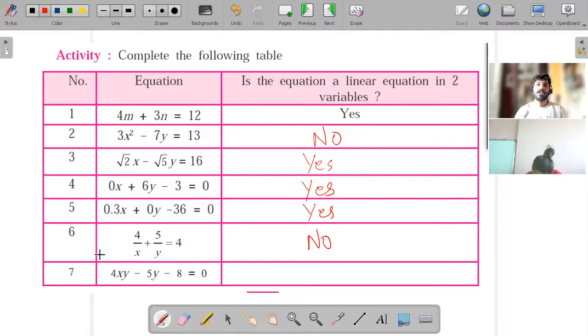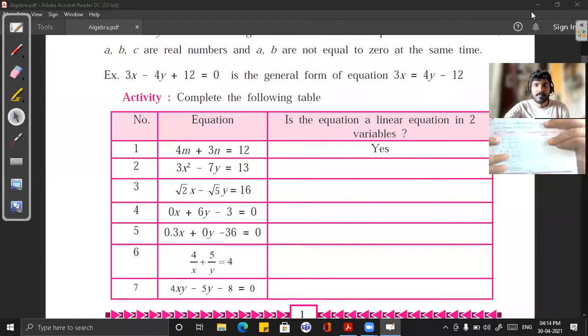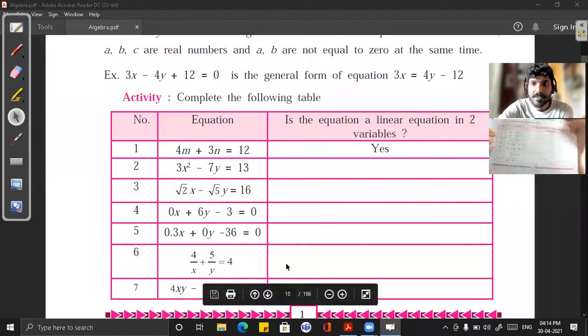Keeping that same example in mind, what can you tell me about the 7th one? No, not a linear equation. Not a linear equation. Yes.